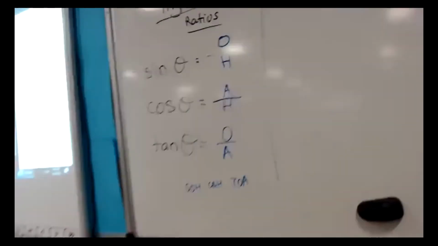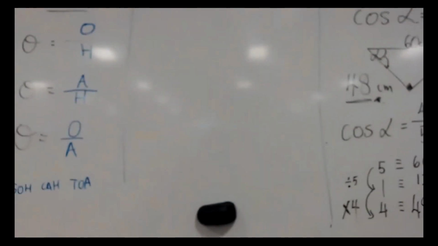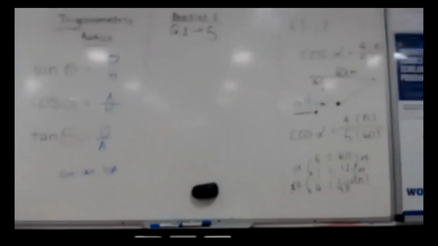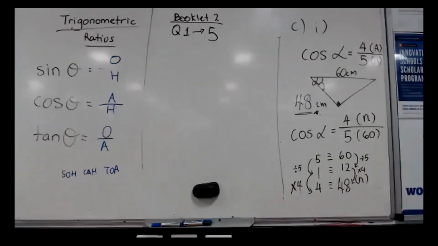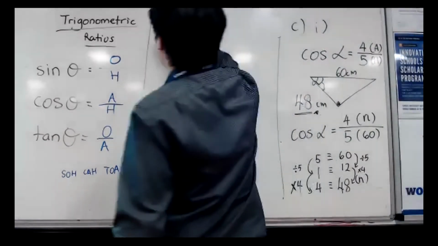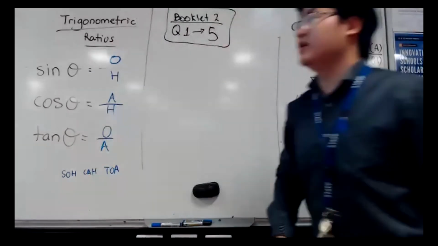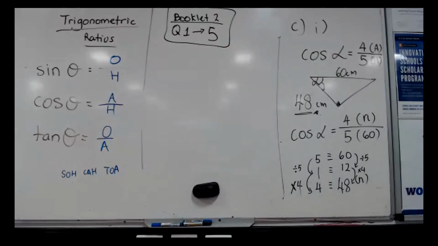Alright, ladies and gentlemen, that's all for our theory today. Now, you're just going to work on a question. This is what you need to do. Zach already showed you that. So, booklet 2, question 1 to 5. That's all. Not too many questions. And I believe that if you have completed that, then that's fantastic.